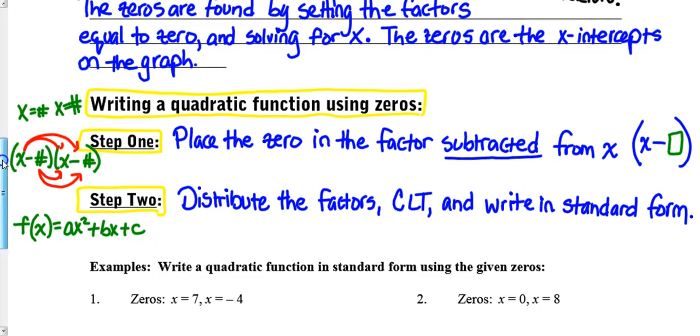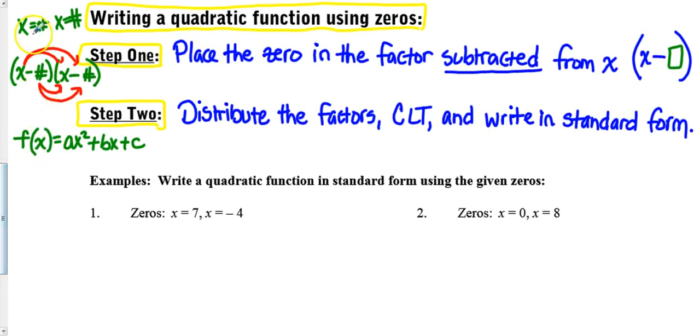So let's see how this is going to work with our first example, and I'm going to make sure that these steps stay in sight for number 1. The directions say write a quadratic function in standard form using the given zeros. So I know these are the x-intercepts of my graph, which is important because I can use them to work backwards to write the actual function. So step 1 says place the 0 in the factor subtracted from x.